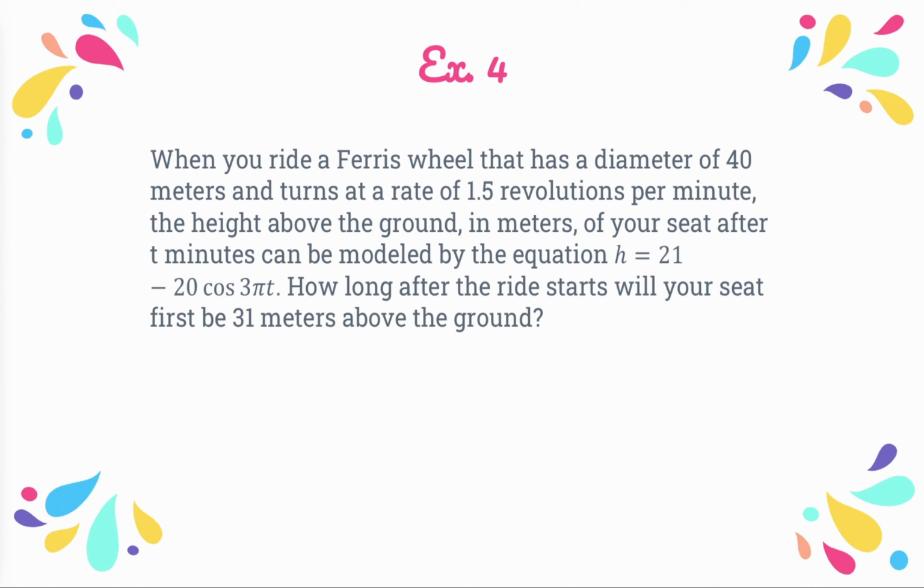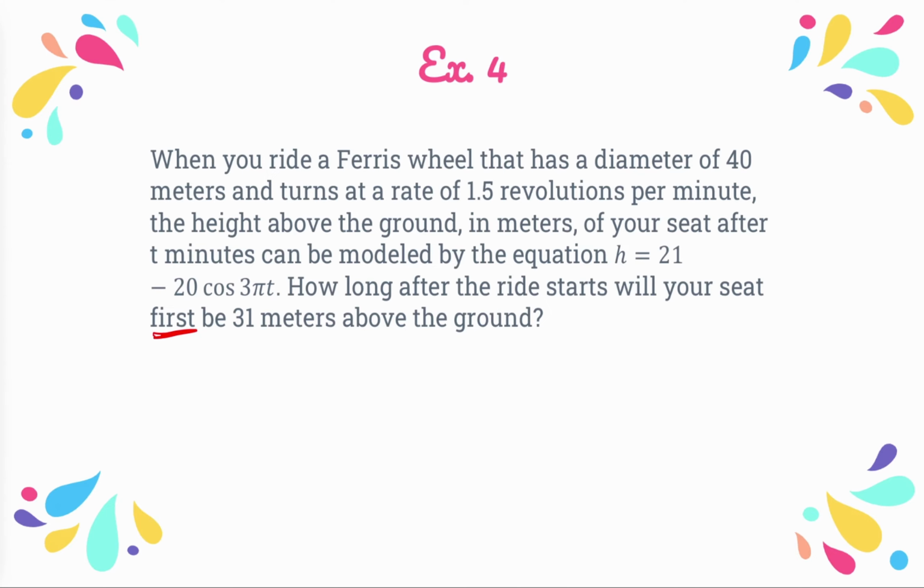When you ride a Ferris wheel that has a diameter of 40 meters and turns at a rate of 1.5 revolutions per meter, the height above the ground in meters of your seat after t minutes can be modeled by the equation h equals 21 minus 20 cosine 3 pi t. How nice of them to give us that equation rather than making us figure it out. How long after the ride starts will your seat first be 31 meters above the ground?